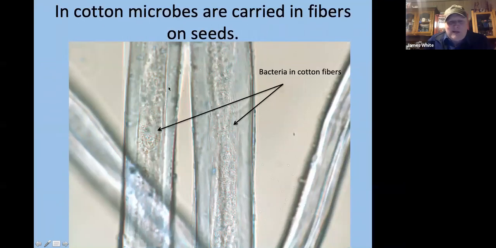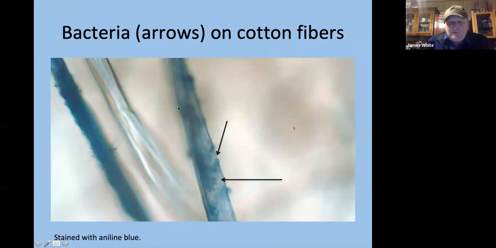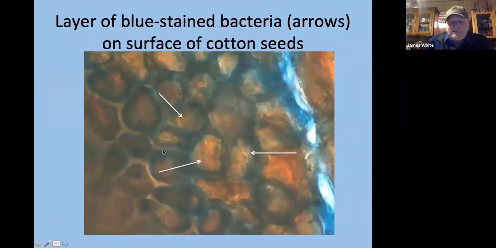You can see here some fibers. You can see these little blue things in here. Those are all the microbes in those cotton fibers. So it's the vehicle where cotton gets those microbes. There you see the bacteria on them, but also on the surface. This actually is the surface of the seed coat of the cotton, and you can see the little dots there. All those little dots, those are the bacteria there. That's the surface of the seed coat of cotton.